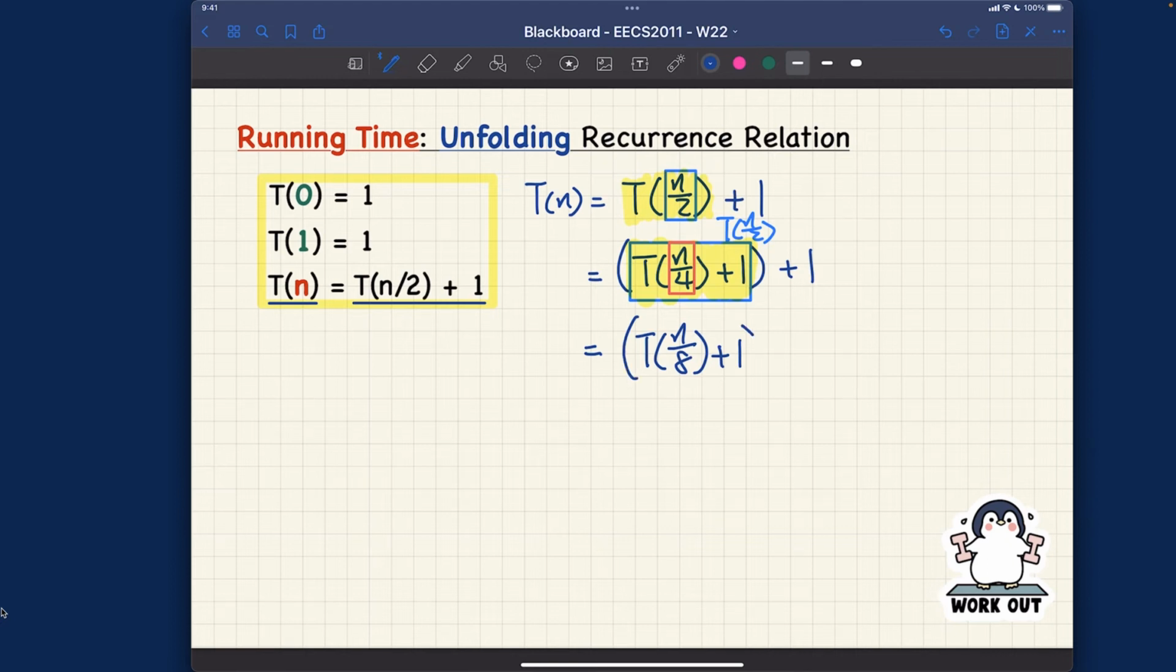And this part over here really corresponds to this part over here. Let me see if I can find that color. Yeah, that should be okay. This part here, t of n over 4, really corresponds to this part over here. And then you can see the plus 1 over here and plus 1 over here. Don't overlook them. They should be put over here: plus 1 and also plus 1.